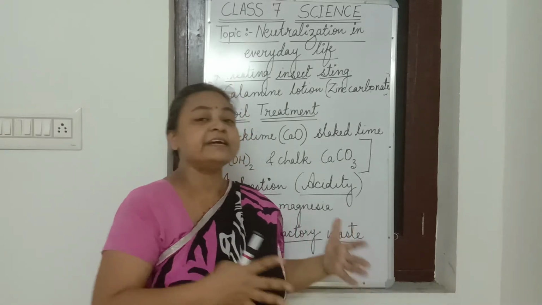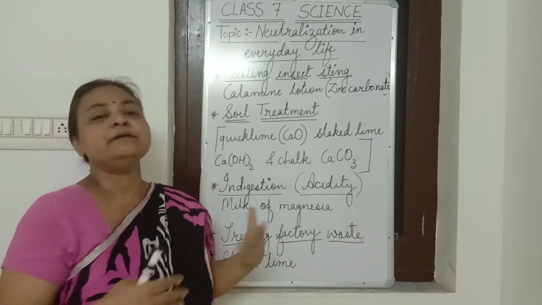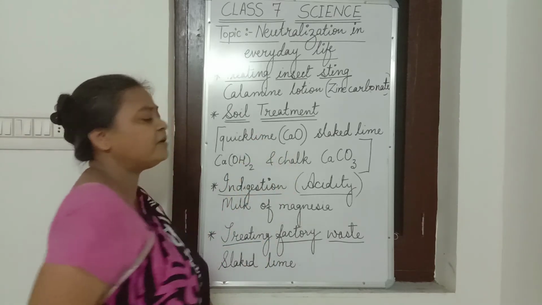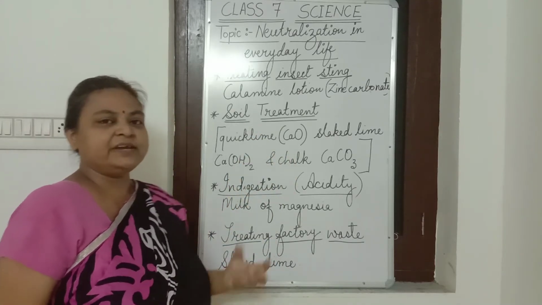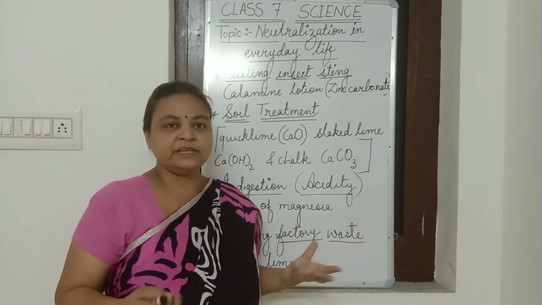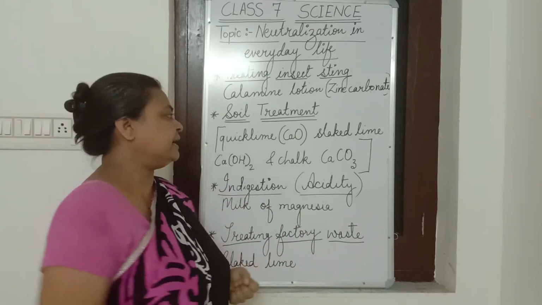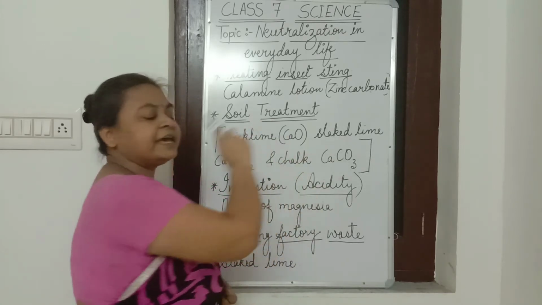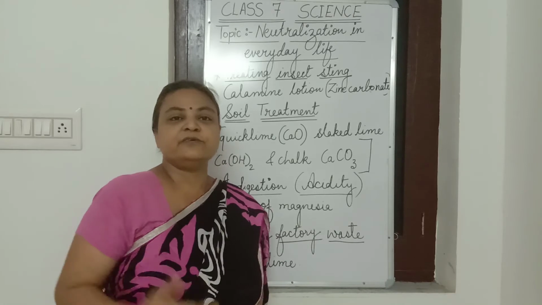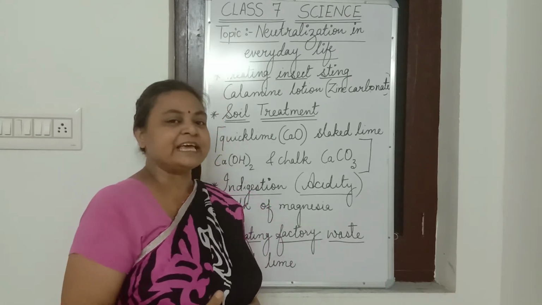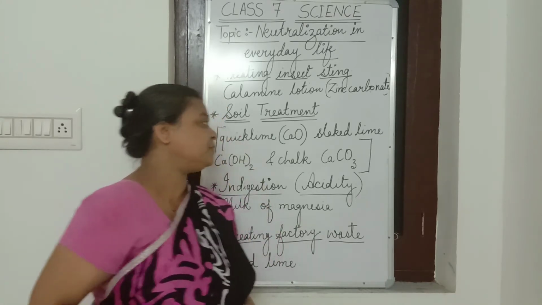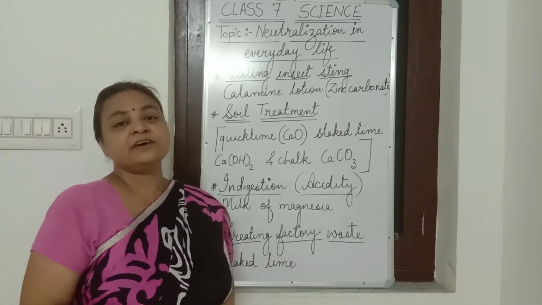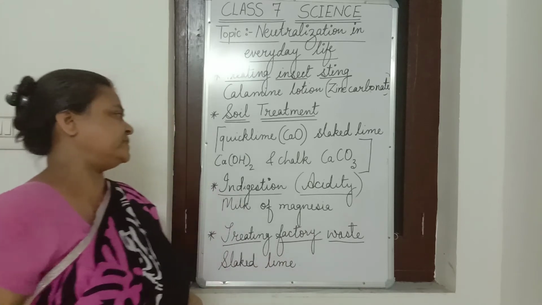Now, how will we make that acidic soil neutral? By adding a base. So, a base like quicklime. Quicklime is calcium oxide or CaO. It's a white powder. In Hindi, we call it chuna, right? Slaked lime, calcium hydroxide, or even chalk can be added. Chalk, you have all seen chalk. It is calcium carbonate and it is also a weak base, and it neutralizes the acidity of the soil and makes it good for the crops.